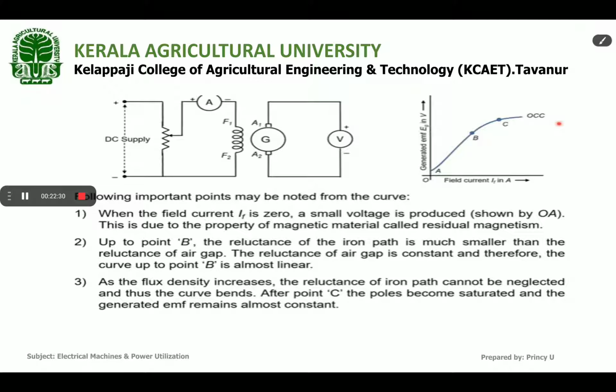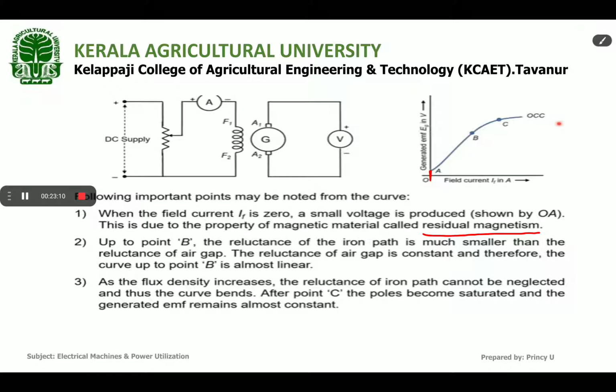But when the armature rotates, the armature winding rotates and cuts that flux, which is known as residual flux, produced on the magnetic material due to residual magnetism. Maintaining some magnetic flux on the magnetic material is the property known as residual magnetism, and that flux is known as residual flux. When the armature winding cuts this residual flux, it induces an EMF which is known as residual voltage. This voltage value is known as residual voltage, OE.